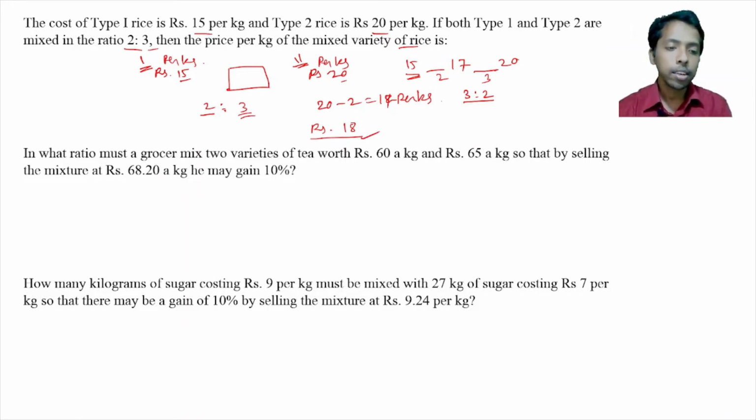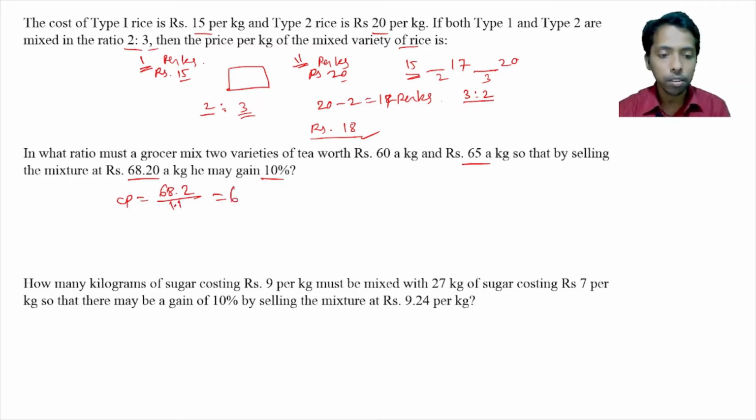Moving to next. In what ratio must a grocer mix 2 varieties of tea worth 60 rupees per kg and 65 rupees per kg so that by selling this at 68.2 he may gain 10%? So 10% gain, that means you can calculate the cost price from here itself. That means divided by 11. Divided by 11 means not 11 but 1.1, right?